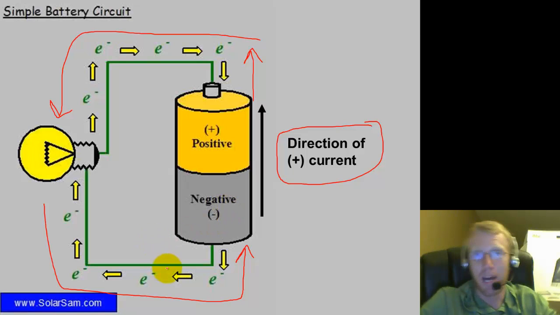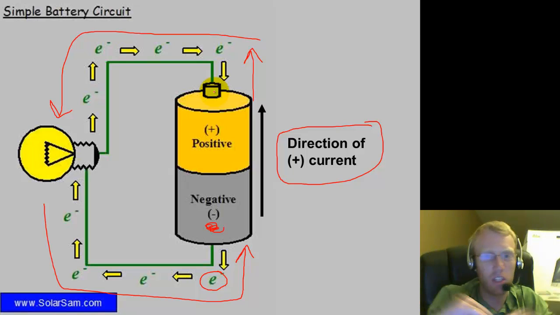But remember, what's really happening is that you have electrons coming out the negative side and going the opposite direction and then traveling back into the positive side. So again, it doesn't change calculations, doesn't even change really what happens in real life, but it does change how we think about it.